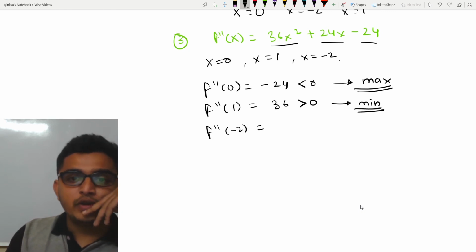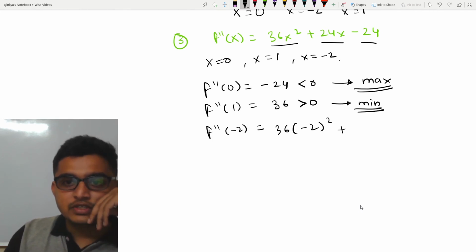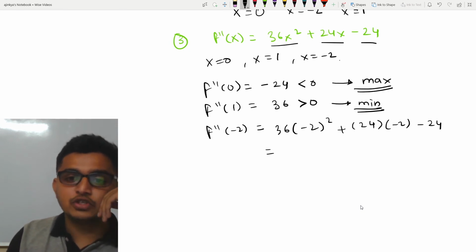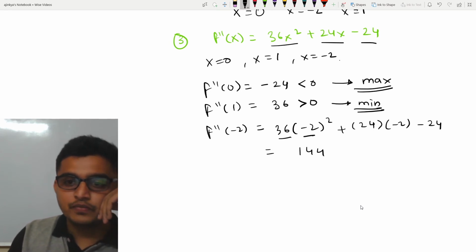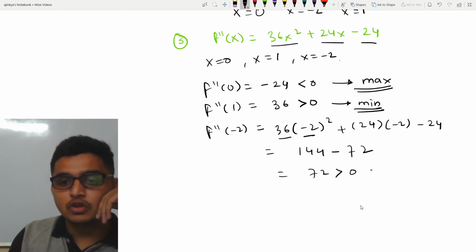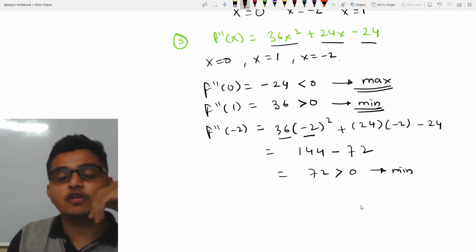Now if we take x as minus 2, we can see over here 36 times minus 2 squared plus 24 times minus 2 minus 24. Now you need to do some calculations over here. So 36 times 4 is going to be 144, minus 48, minus 24, which is going to be 72. So this is 72, which is greater than 0. So this point is also a point of minimum.